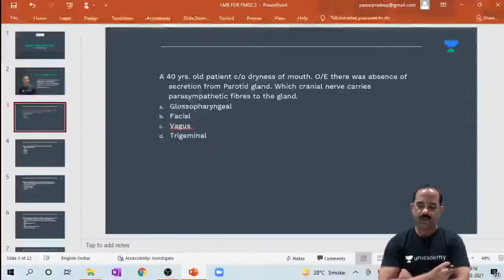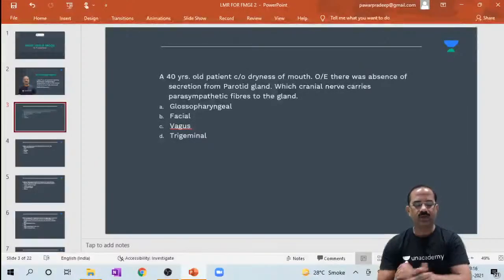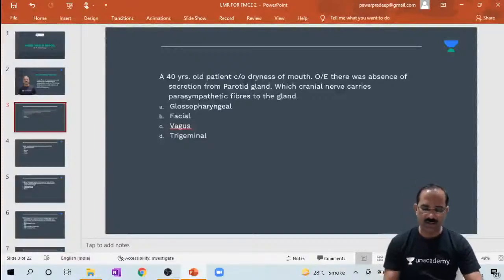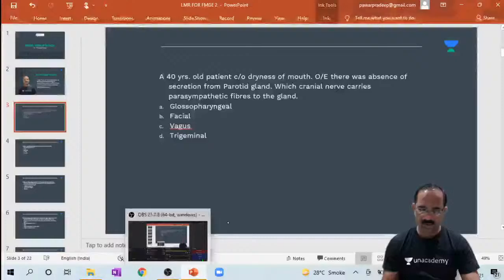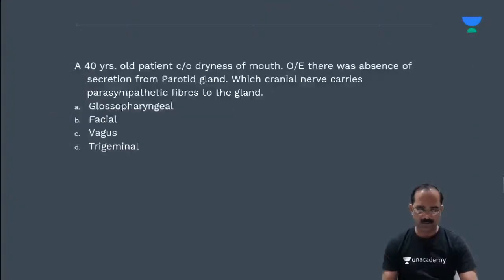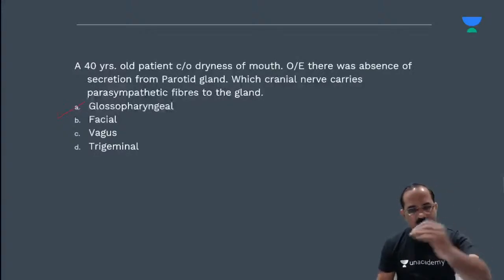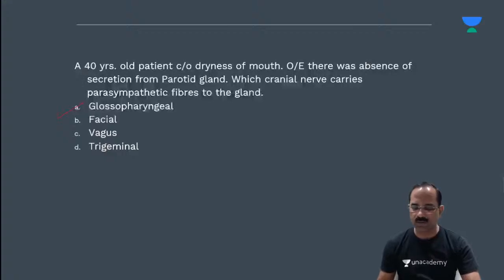Which is the cranial nerve which supplies the parotid gland? Yes, that's the glossopharyngeal nerve supplying the parotid gland. Can anyone tell me the name of the nucleus of the glossopharyngeal nerve supplying the parotid gland, students? Anyone?